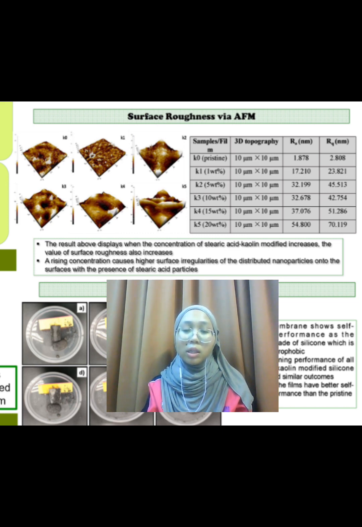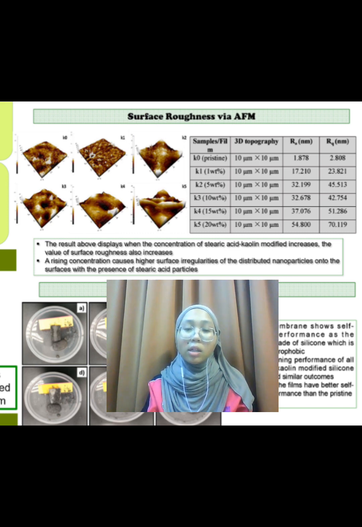Based on the result presented above, the pristine membrane without stearic acid modified kaolin has the smallest value of roughness, which is 1.878 nanometers, among all the measured samples. The presence of silicone in the membrane increased hydrophobicity but reduced the roughness.